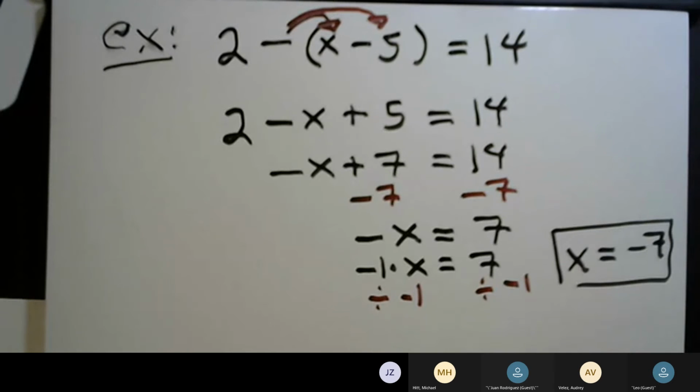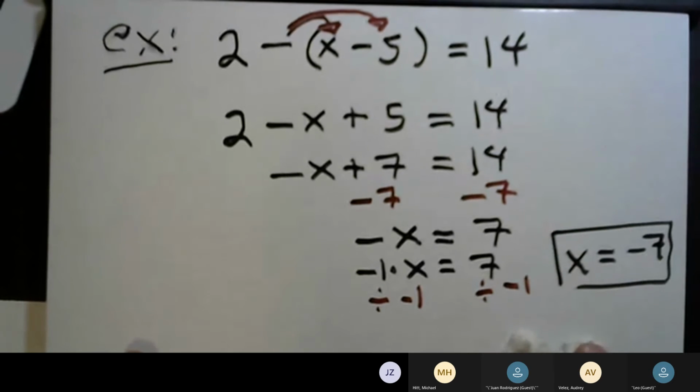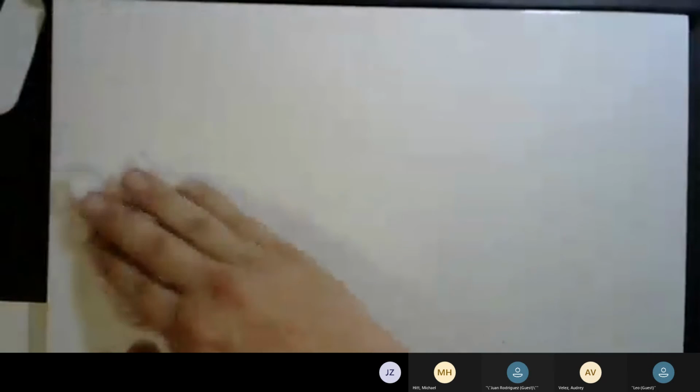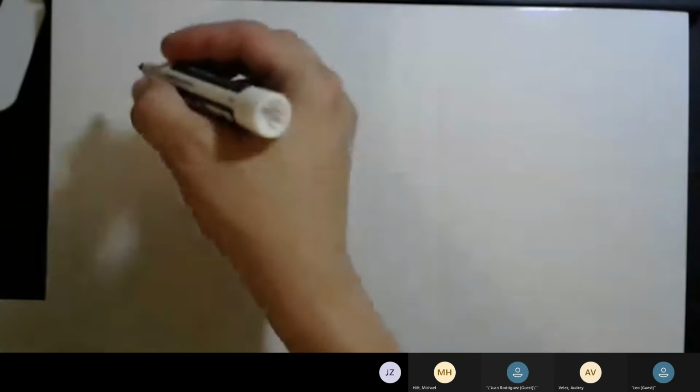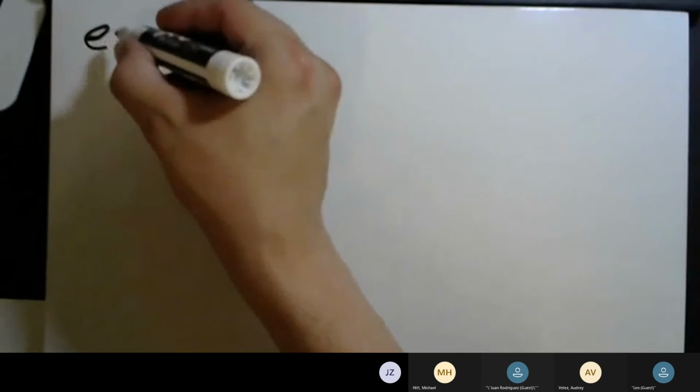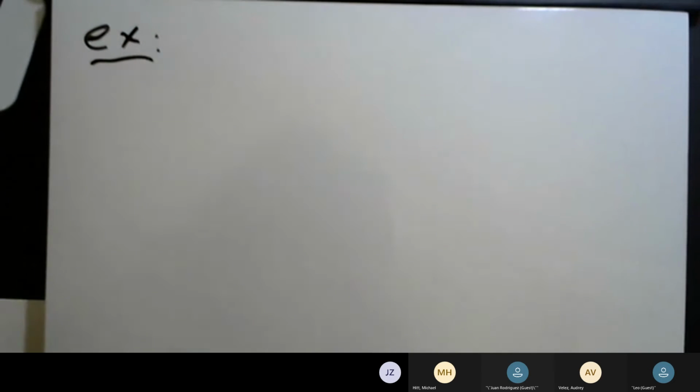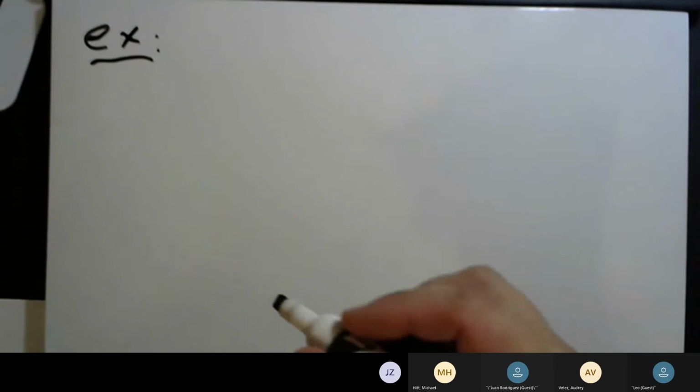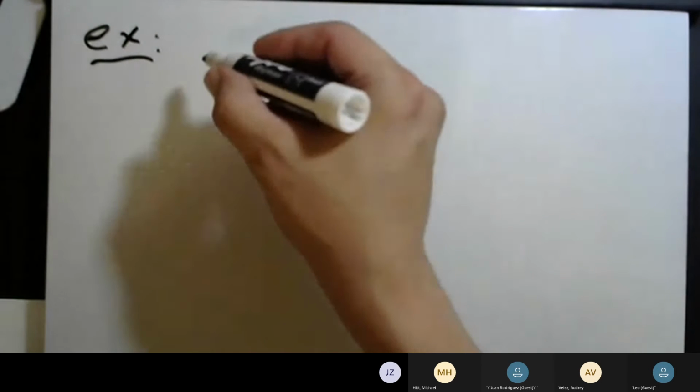Let me show you another one. Now, a lot of the algebra, it takes practice. This is something that's worth putting time into until you know you've got the hang of it. Till you feel confident. So let's say we have this.